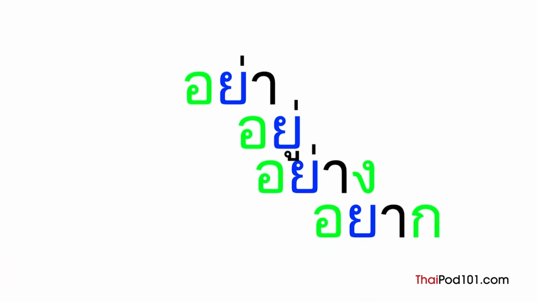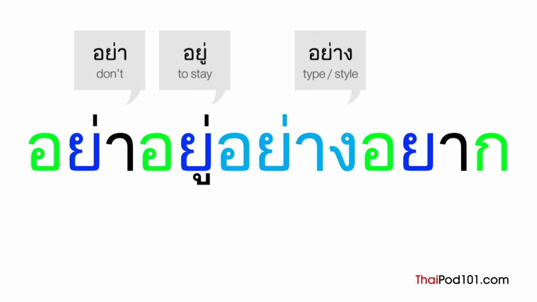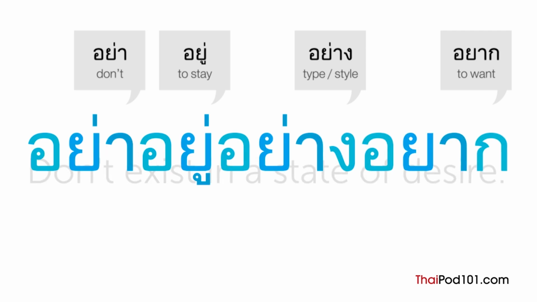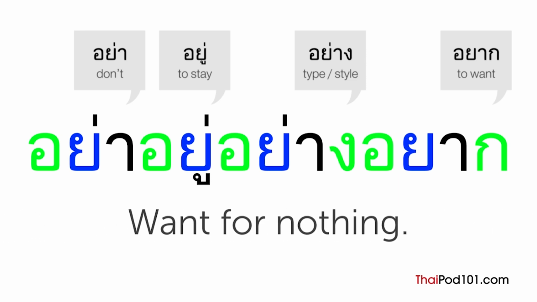It is easiest to remember these 4 words in this order because they form an idiom. อย่า means don't. อยู่ means to stay. อย่าง means a type or style. And อยาก means to want. So the phrase อย่า อยู่ อย่า อยาก can be translated as don't exist in a state of desire. It is also much like the English idiom want for nothing.